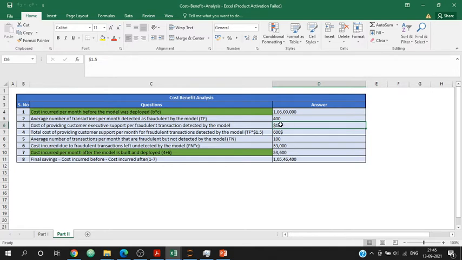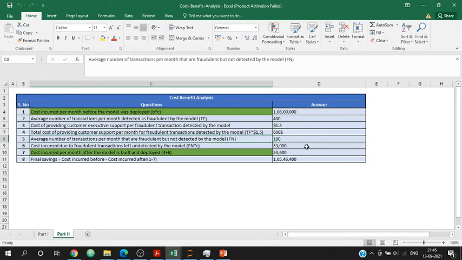If we need to intimate this to the customer, we need a customer support executive to inform the customer about the fraud transaction. That might cost like $1.5, so multiplied by these two, the total cost will be $600.